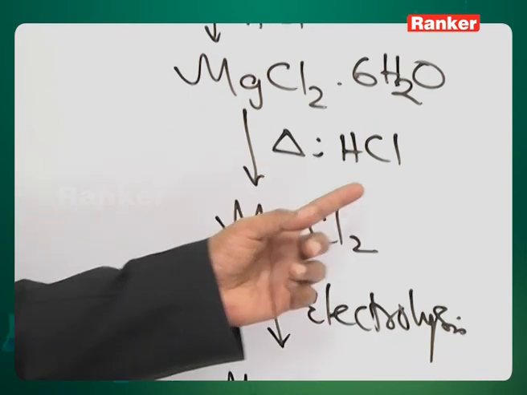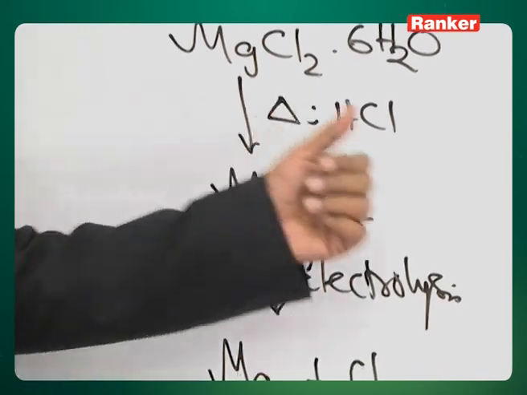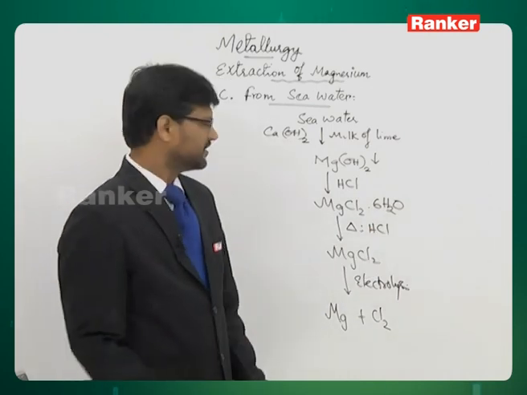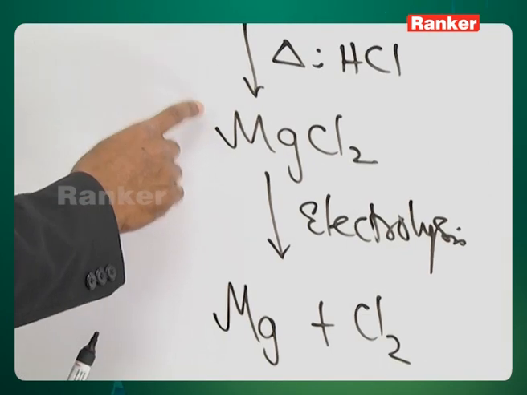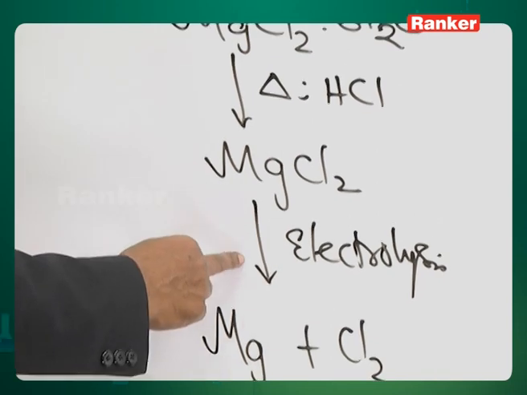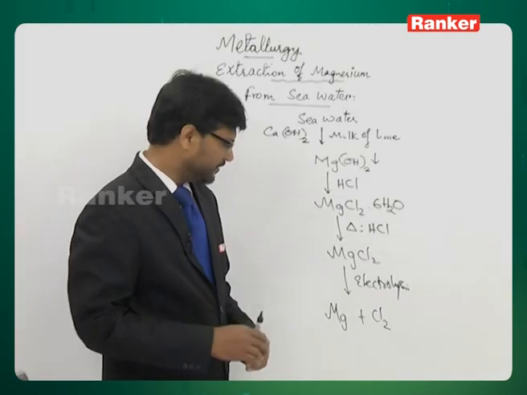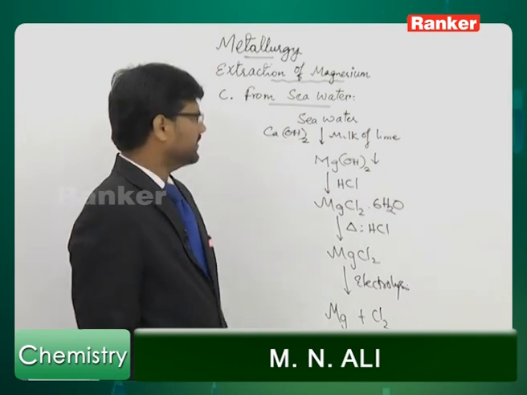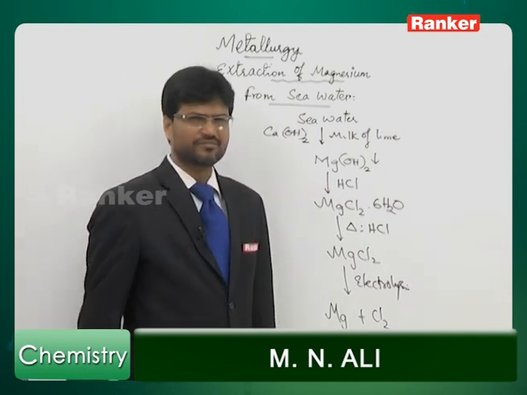This is heated in a current of HCl gas. I told you, if you don't use current of HCl gas, then there is a possibility of this undergoing hydrolysis. So you get anhydrous magnesium chloride, and then this is subjected to electrolysis, and you end up with magnesium at cathode and chlorine at anode. This is how magnesium is extracted from seawater.